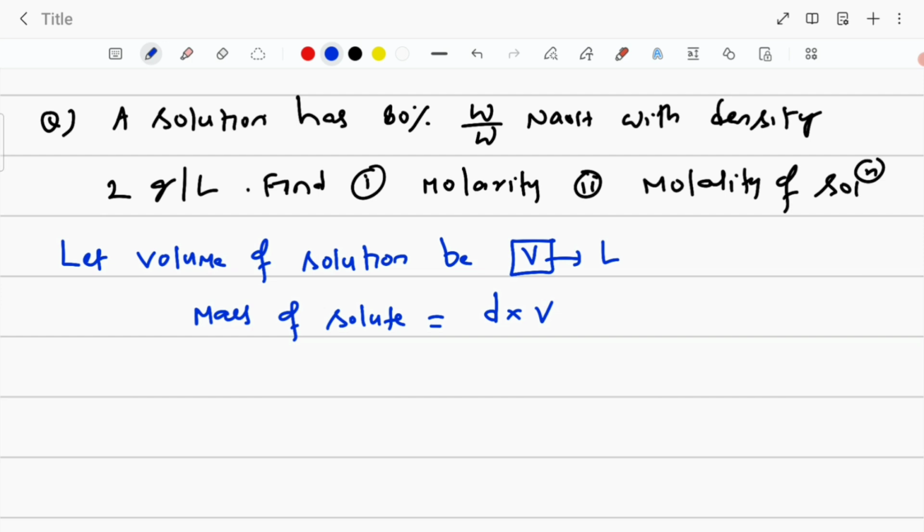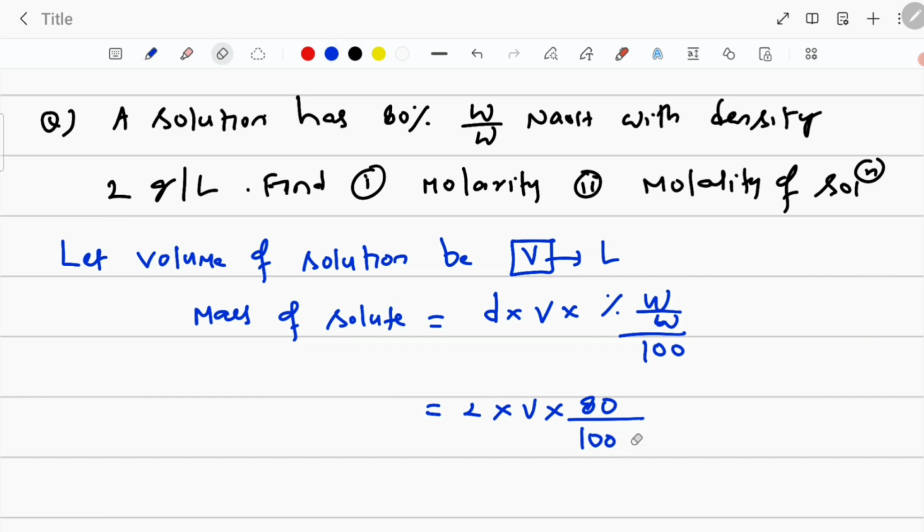D into V you can write if it is 100%. But here mass of solute is equal to D into V, and if it is 80%, what do we need to do? We multiply D into V with 80 by 100. Once again, if it is 100% we can directly write D into V, but here only 80%. So 2 into volume V into 80 by 100. As weight by weight is 80%, we multiplied with 80.